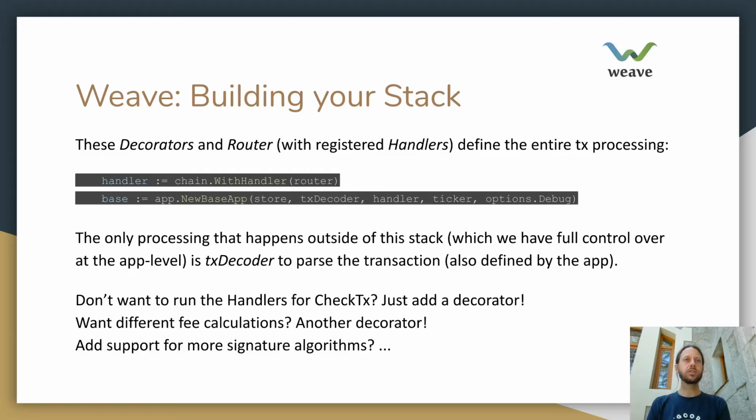And basically, when you build a new application, you take a store, which is a database store, the TX decoder, which will parse those raw bytes, this handler, which we just showed how to create, a ticker, which is an optional ticker called every begin block, and whether or not it's debug. Debug options will allow us to do some things like show full stack traces on errors, for example.